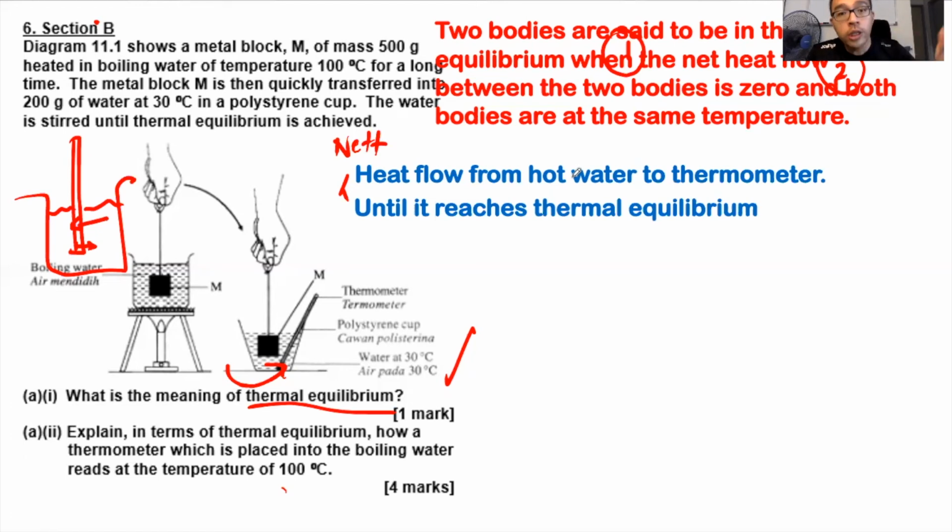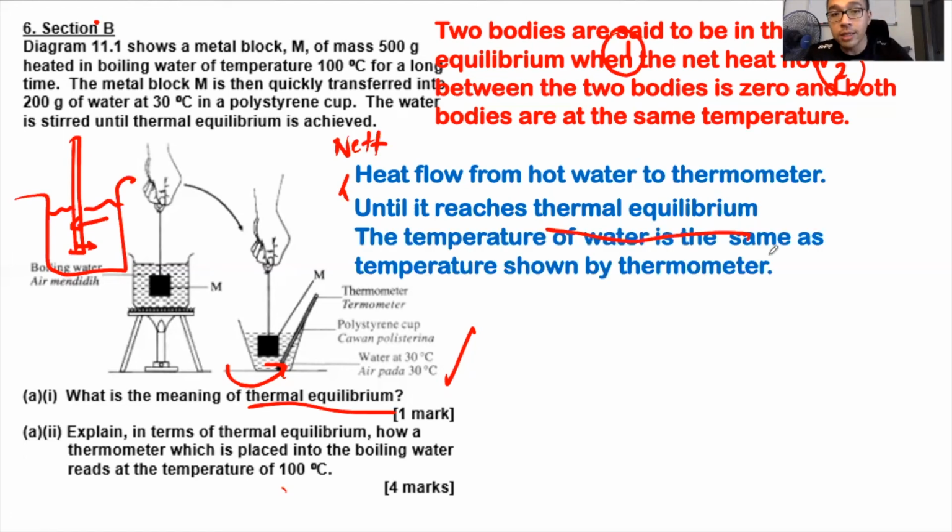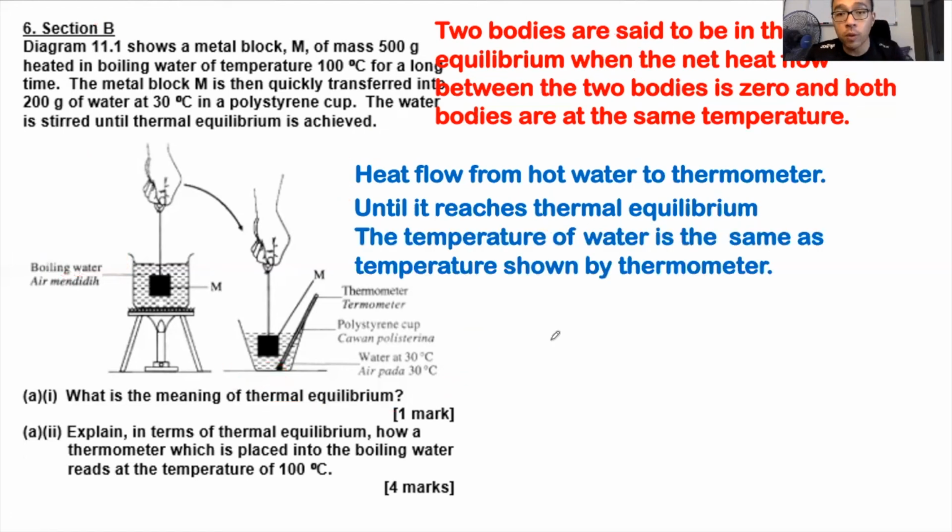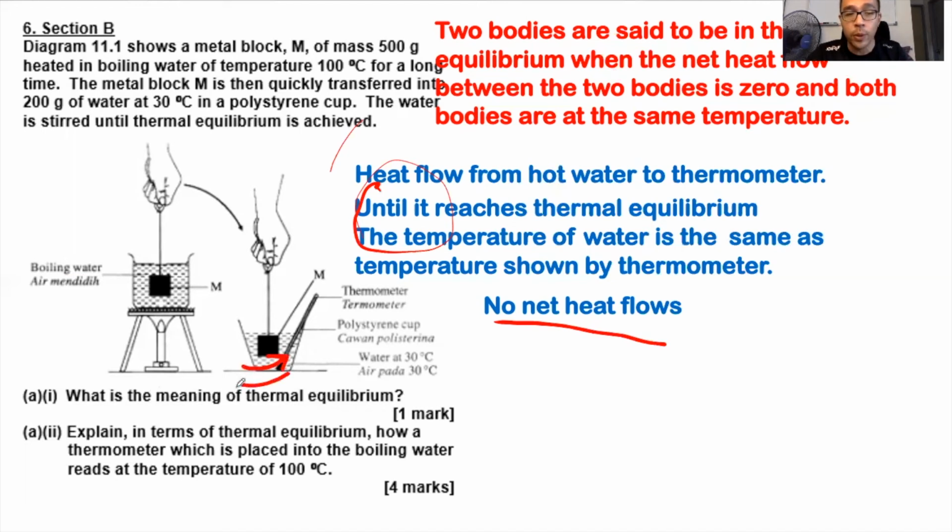Okay, but it will continue to flow until it reaches thermal equilibrium. When it reaches thermal equilibrium, we find that the temperature of the water is the same as the temperature shown by the thermometer. And that's why there will be no net heat flow. So originally there's a net heat flow over here, but once it has reached thermal equilibrium, there is no net heat flow. The heat that is flowing to the thermometer is the same as the heat that is flowing out of the thermometer. That is what no net heat flow means.